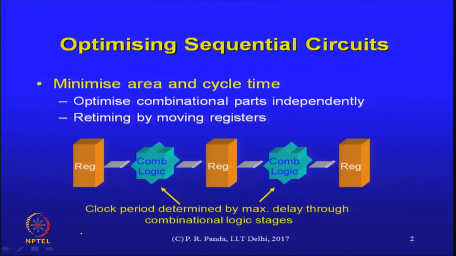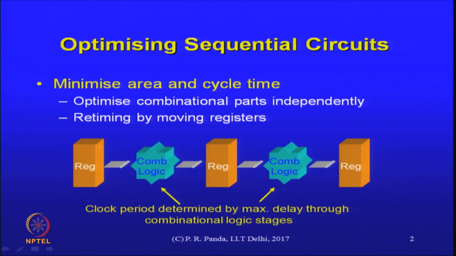Optimizing combinational circuits is something that comes later, but a sequential circuit has a combinational component and a flip flop and register component. And one way of optimizing the sequential circuits is you just minimize the area of the combinational components or delays of the combinational components independently. There are these two aspects, one is an area and the other is the time. How do you define the time of a sequential circuit?